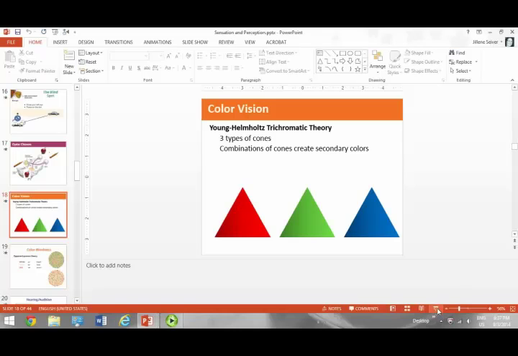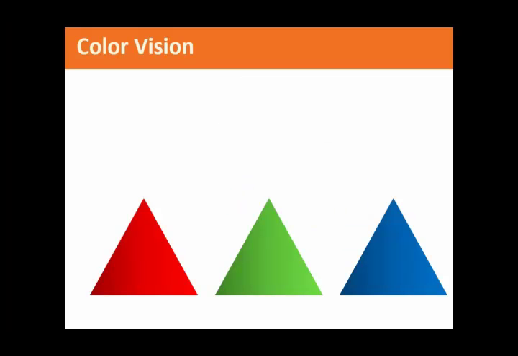All right, so let's talk about color vision. The basic colors that we can process are red, green, and blue. Now, this is light that we're talking about. If you've taken art and you've learned how to mix pigments, that's a different process than what happens with light.